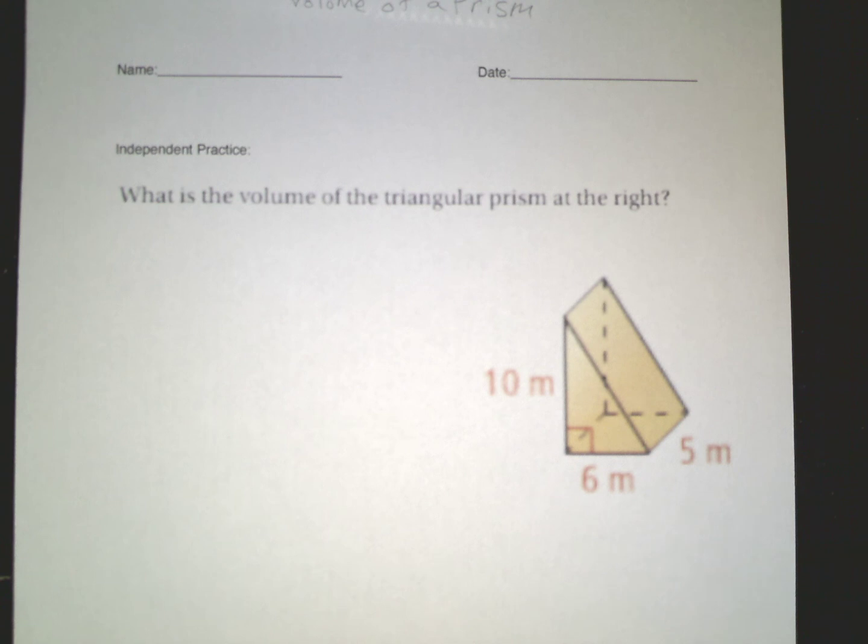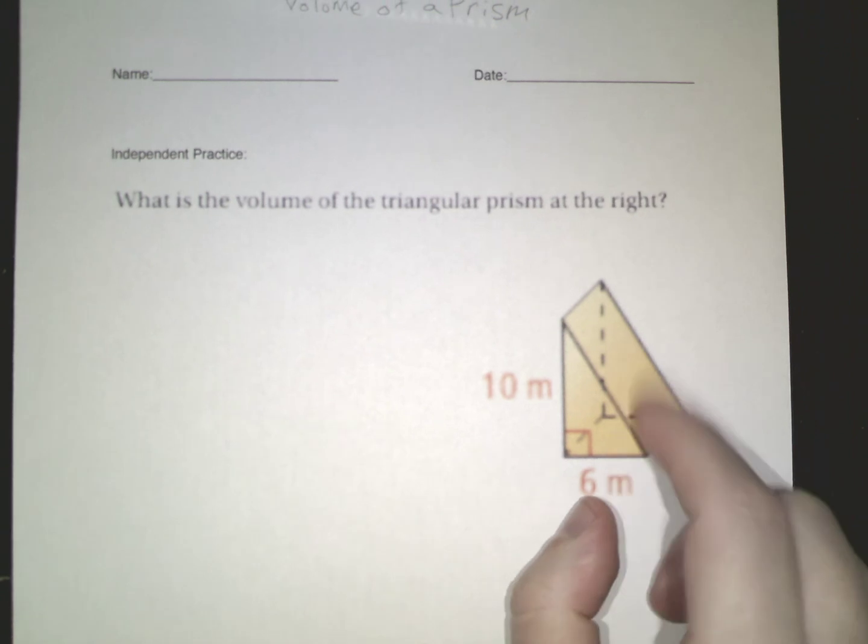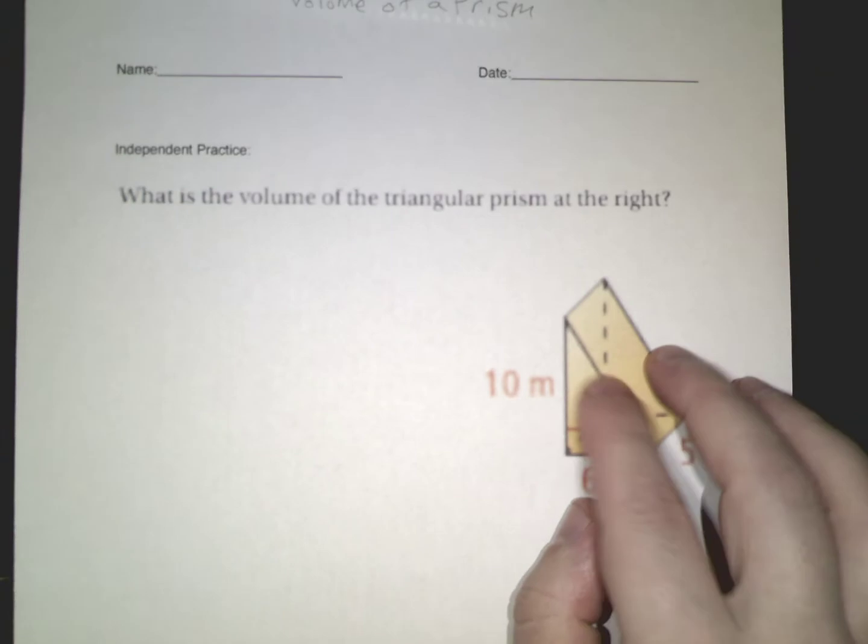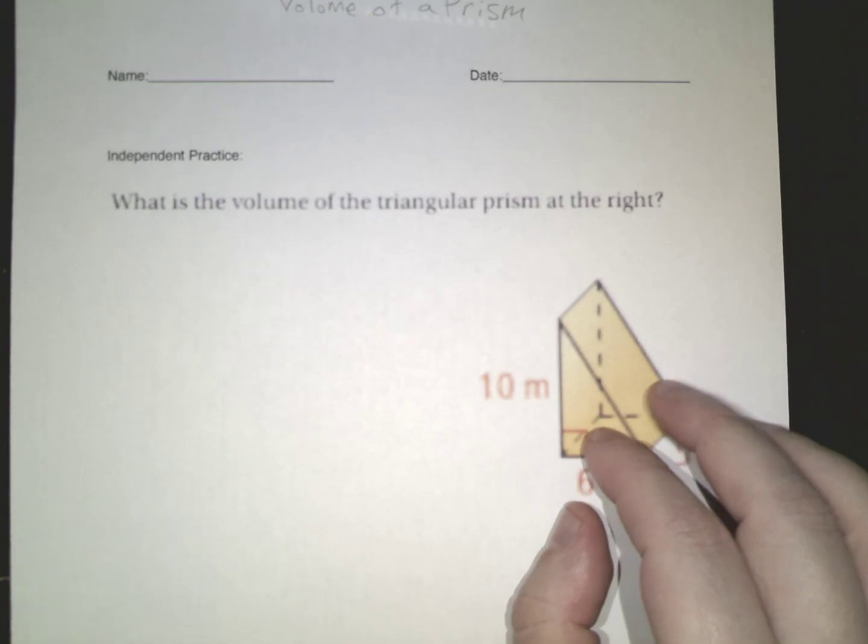Okay, geometry. So now this is a little bit different here. Okay, and why is it different? We gotta look at it and think about this. What is the volume of the triangular prism at right? And this is where length times width times height wouldn't work, because there's something weird about the way this area changes.